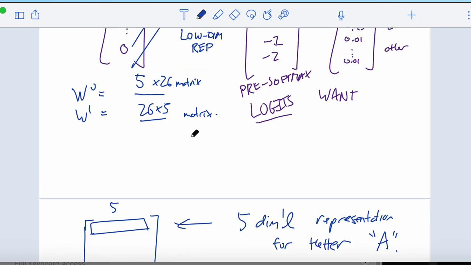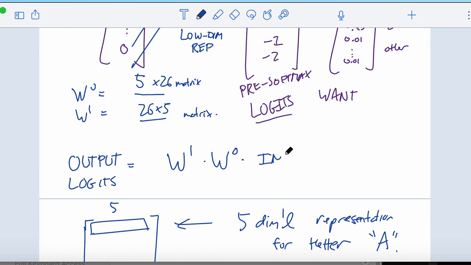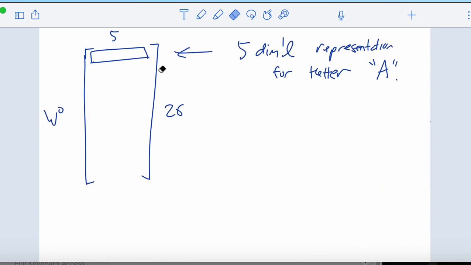Okay, I can write the formula as the output, or the logits. Let's say the logits. It's going to be W1 times W0 of the input. And the input is a one-hot vector, so it's 26 by 1. The W0 is 5 by 26, and the W1 is 26 by 5, and it all works as matrix multiplication. So what I wrote down is wrong over here. It should be the other way. So let's try it the other way.